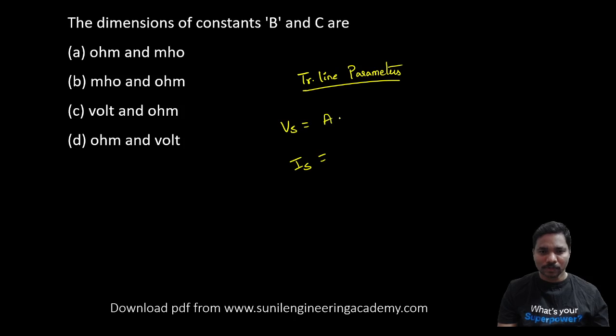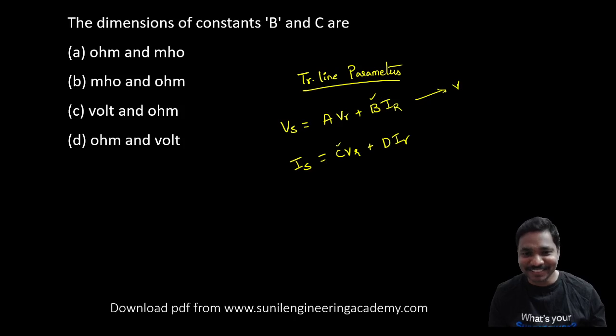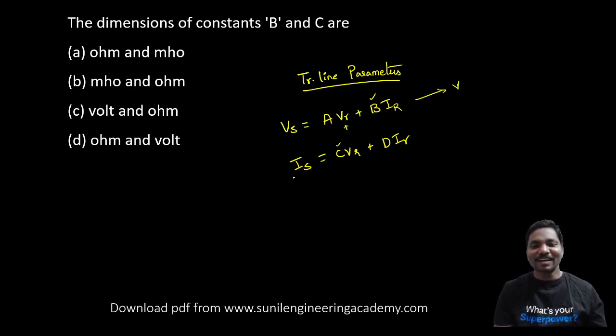VS is equal to A VR plus B IR, and IS is equal to C VR plus D IR. Okay, they are asking about this B and this C. If you want to get the B, make A as 0, but it is very difficult to make the parameters 0. So only you can make VR or IR 0. If you make a short circuit, voltage will be 0. If you make open circuit, current will be 0. So let us take VR is equal to 0.